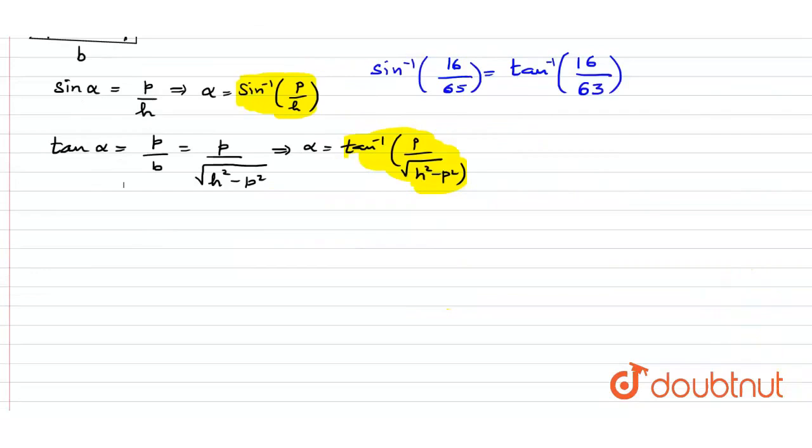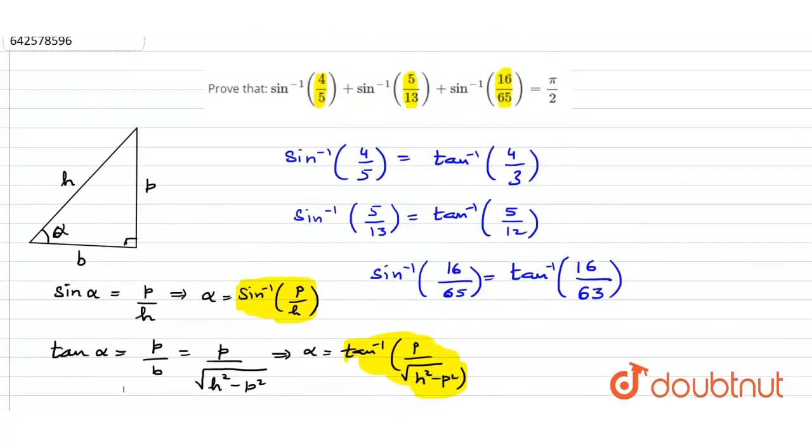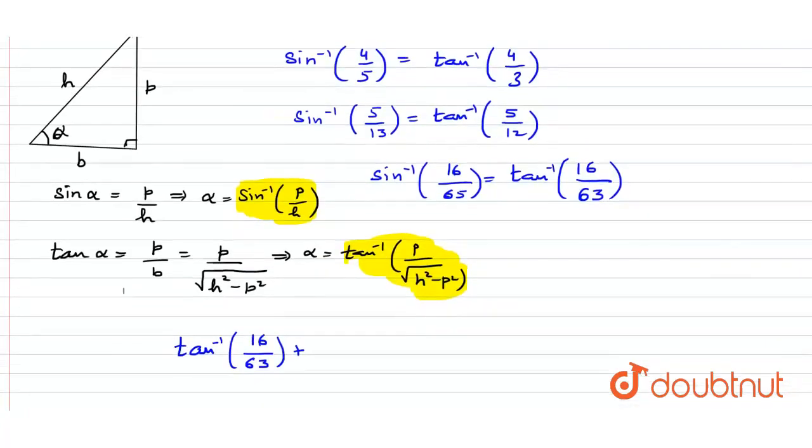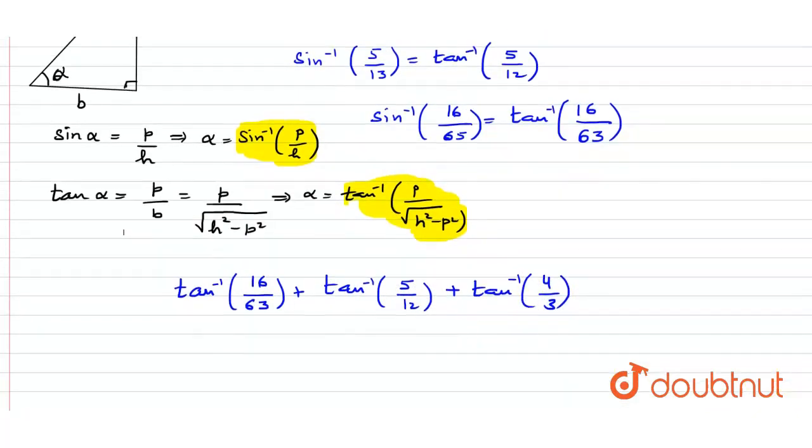So what I did is convert all the inverse trigonometric sine into inverse trigonometric tan. Now the problem that we need to solve is equivalent to tan inverse of 16 by 63 plus tan inverse of 5 by 12 plus tan inverse of 4 by 3. Okay, so let me now solve it.